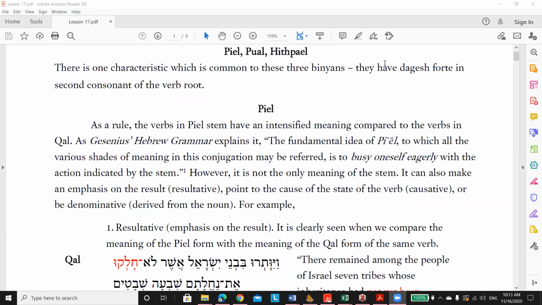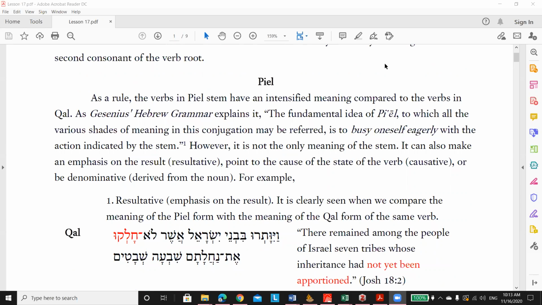So what does it mean? You know that some verbs could have forms in different stems. So the same verb can occur in Kal, in Piel, in Pual, and Hithpael, and in some other stems as well. In this case, there is a question: what is the difference between the meaning of the same word in one stem and in another stem? So when we speak about Piel, the traditional explanation of the Piel stem is that it has intensifying meaning.